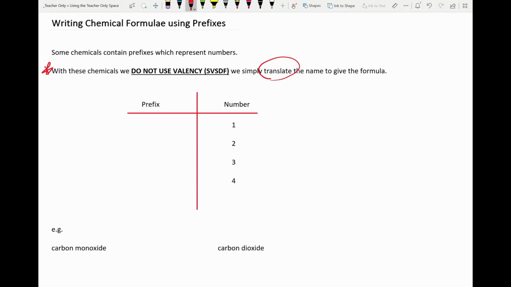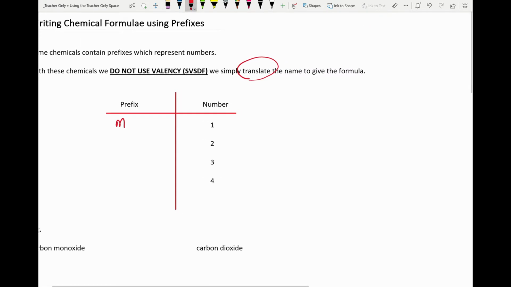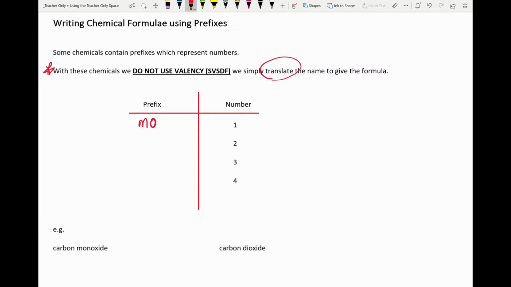So in order to translate, we need to learn what these prefixes mean. We can just rattle through them nice and quickly because you've hopefully met these before. So number one, we use the prefix mono. For number two, we use the prefix di. Number three is tri, and number four is tetra.